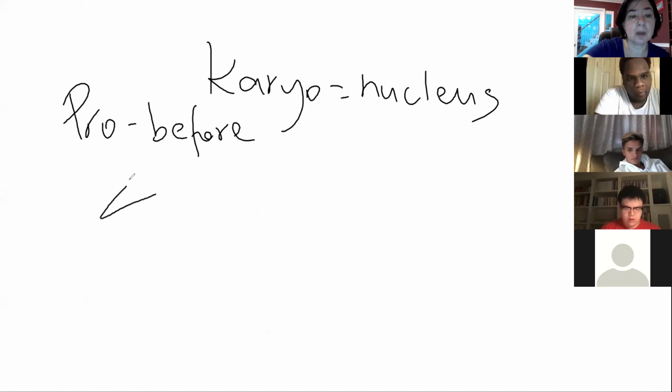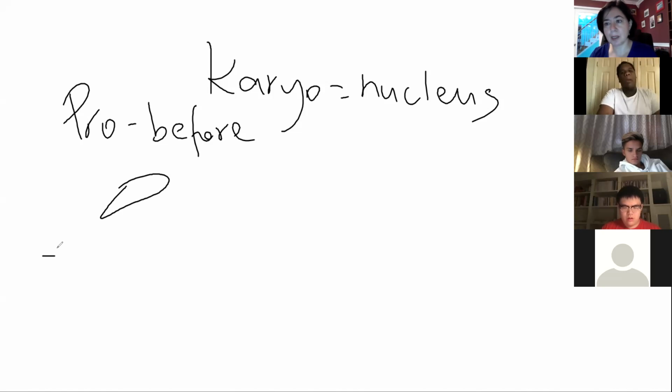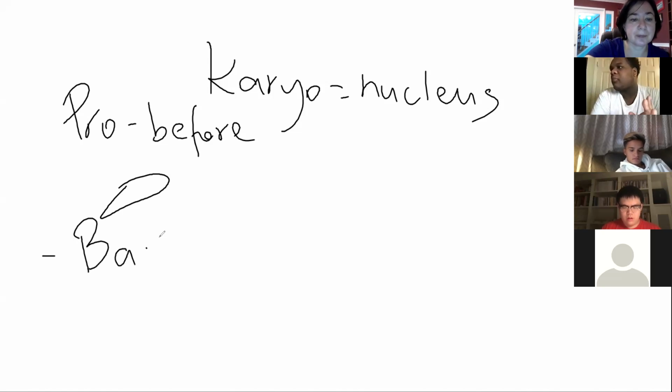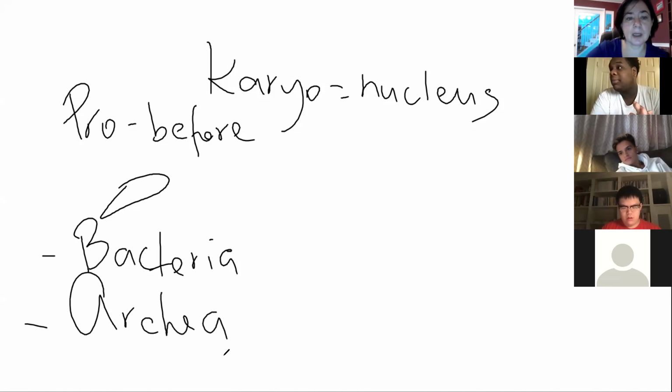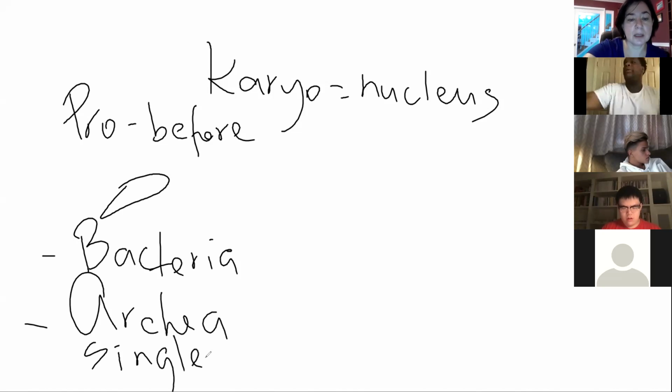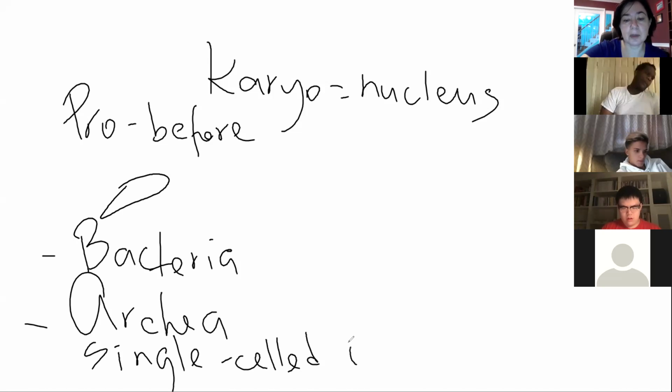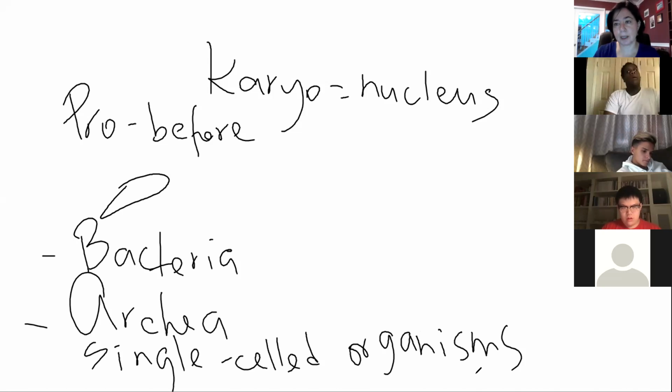Prokaryotic cells are usually small, right? And prokaryotes are found under something called domains. Domains, we talked about them, right? We talked about them a while ago when we talked about taxonomy. So we talked about bacteria and we talked about archaea, right? So all prokaryotes are single-celled organisms. So they're all made of only one cell.